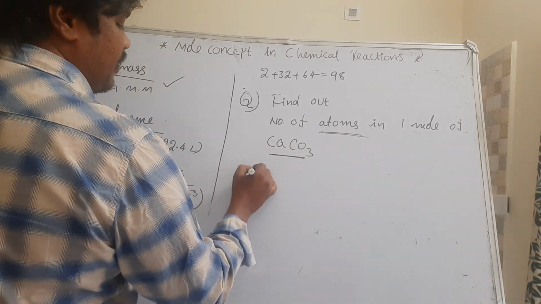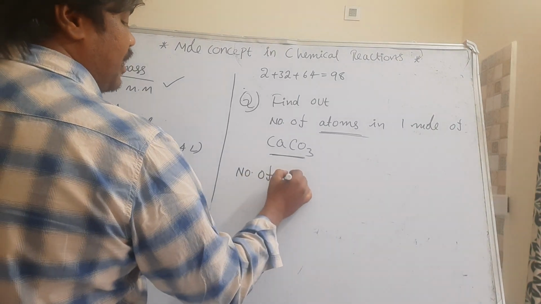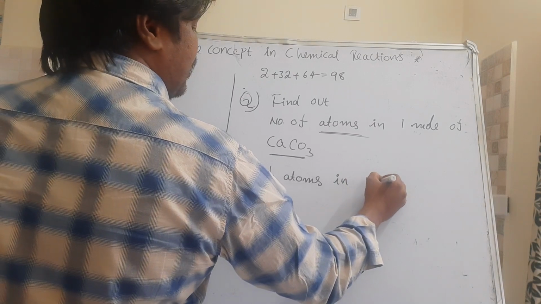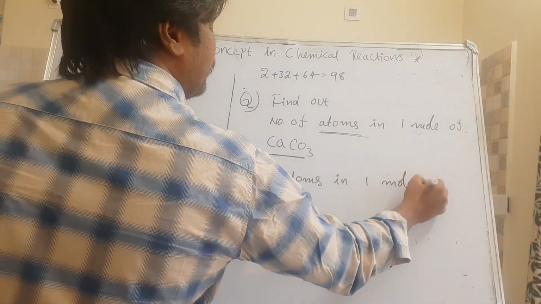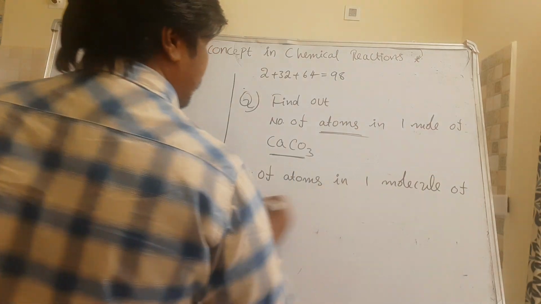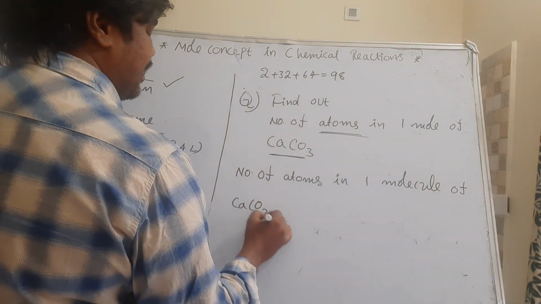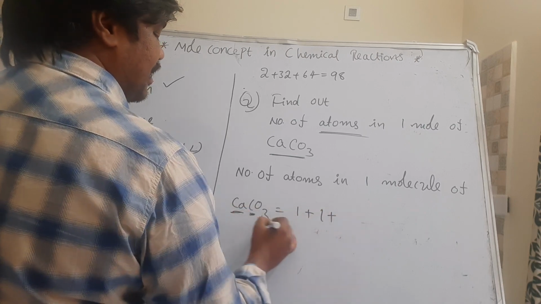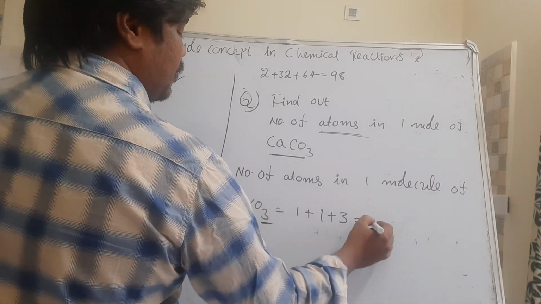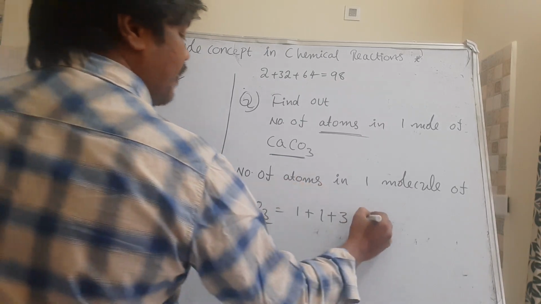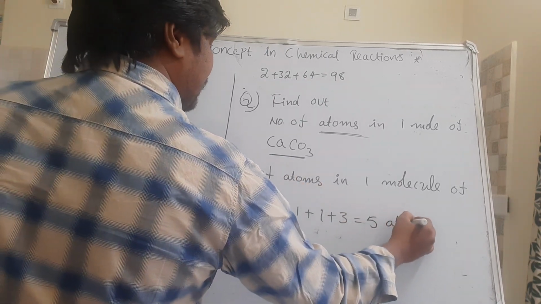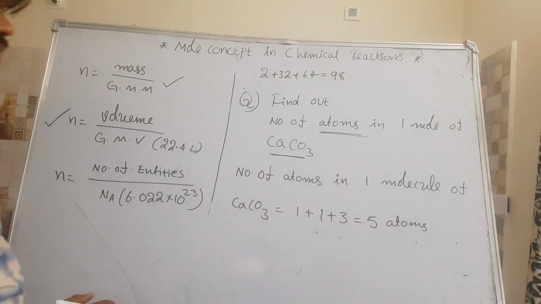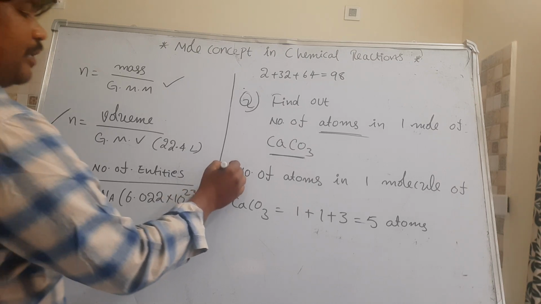First of all you have to calculate the number of atoms in 1 molecule of CaCO3. 1 calcium is there, 1 carbon is there, 3 oxygens are there. So 1 plus 1 plus 3, 5 atoms are present. Just keep this in your mind: in 1 molecule there are 5 atoms.